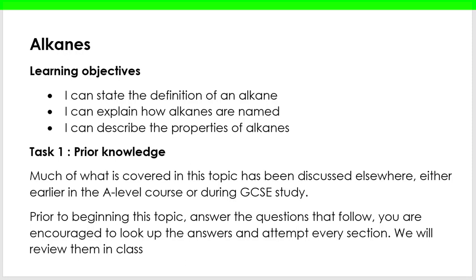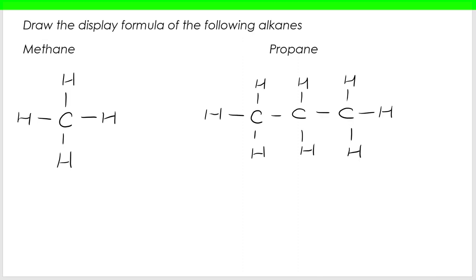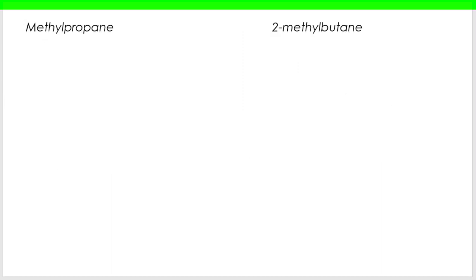So to begin with, some very, very simple questions trying to draw out display formula. So try these two. The important thing is to remember that the display formula means you show every single bond. You also then need to remember my easy process: best provides help, meth, eth, prop, but, pent, hex. So methane, nice and simple, a carbon surrounded by 4 hydrogens, and propane, we've got 3 carbons and we've got 8 hydrogens around them. So let's try these two.